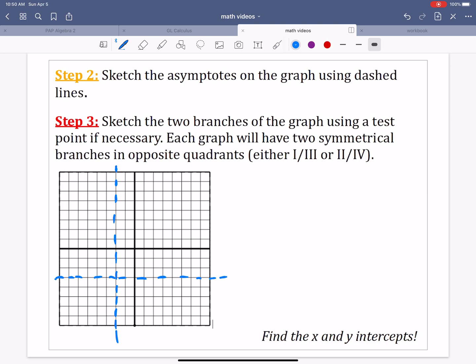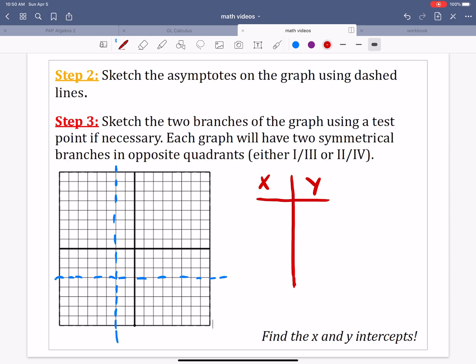Step 3 says sketch the 2 branches of the graph using a test point if necessary. Each graph will have 2 symmetrical branches in opposite quadrants. What that means is I'm either going to have a branch here and here, or a branch here and here. They'll always be in opposite quadrants. Next, I'm going to make a table of values. Remember, we're trying to do this without a calculator, so we're just going to plug and chug. We're going to plug in some values.